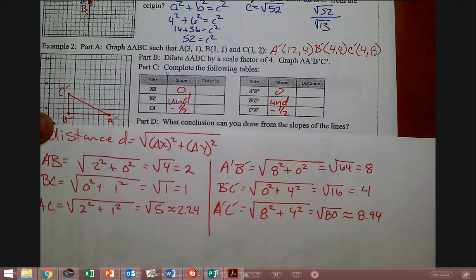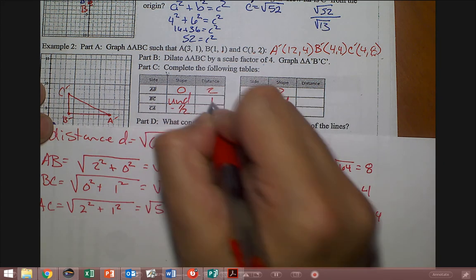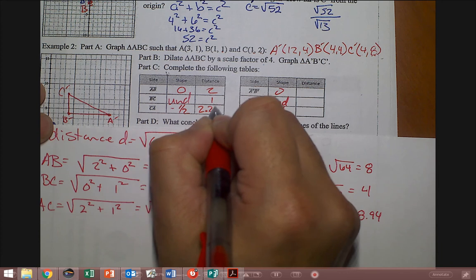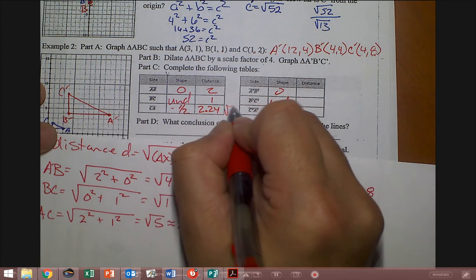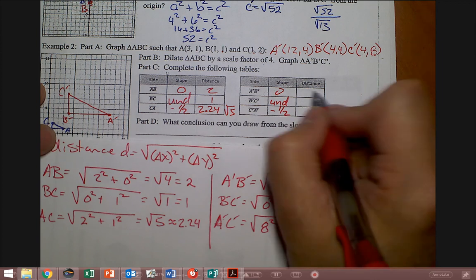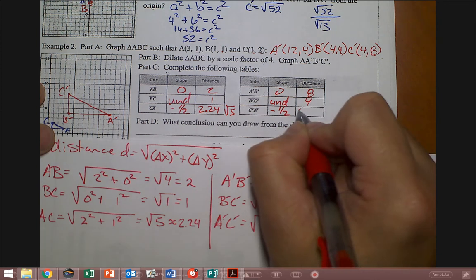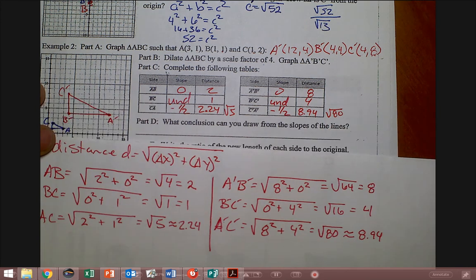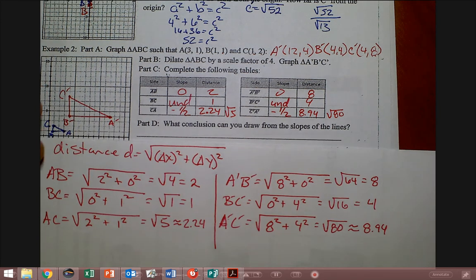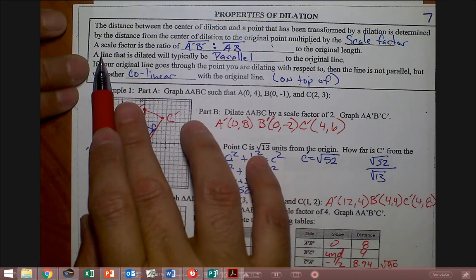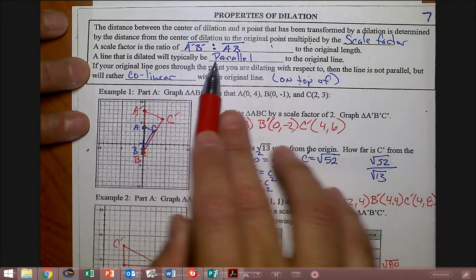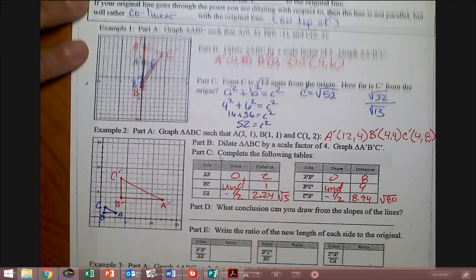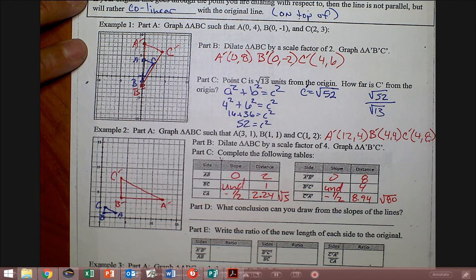Now, I'm going to show you why we're doing all this. So 2.24, or square root of 5, which will work also. 8.94, or square root of 80 for that one. Their slopes are the same because they're parallel to each other? Yes, they are going to be parallel. So when I do this, that's why we went with this. A line that is dilated will typically be parallel to the original. So that's the reason why these are parallel to each other. No matter how big or small, they're still going to be parallel.